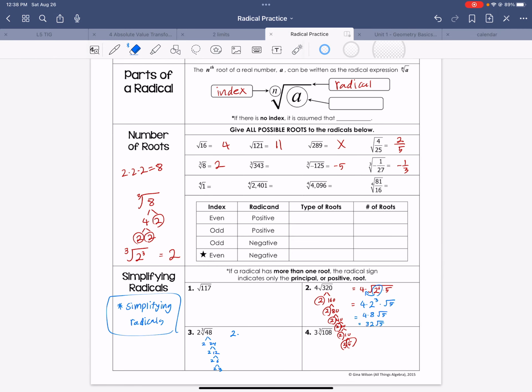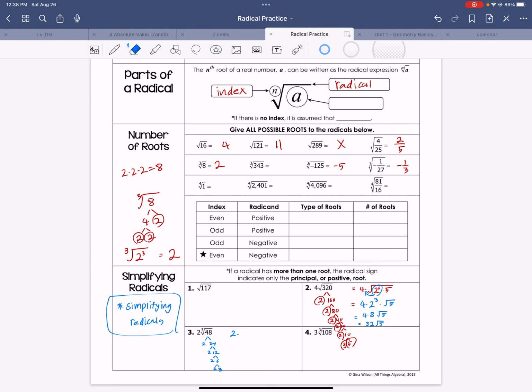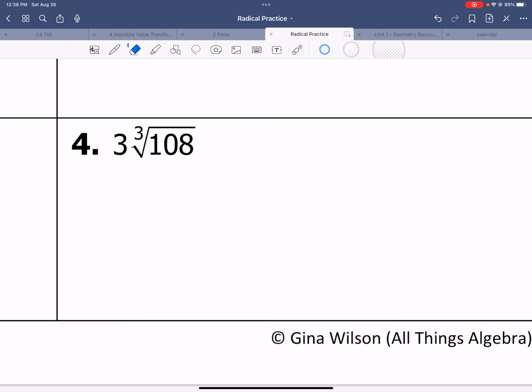So we did questions number 2 and 3 in class, so that should be good to go. But I will go over question number 4 with you, okay? So let's do this one. This one is 3 times the cube root of 108. Do you see we already have a 3 outside? That's one thing you have to notice. So let's break down 108: 2 times 54 and 2 times 27.